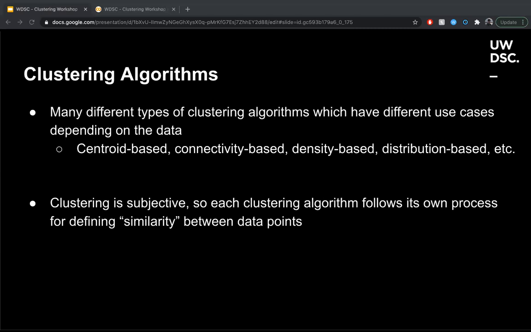Today, I'll be going into more depth on the centroid-based and connectivity-based techniques, particularly their processes, but I'll give you a high-level overview of how density-based and distribution-based techniques also work.